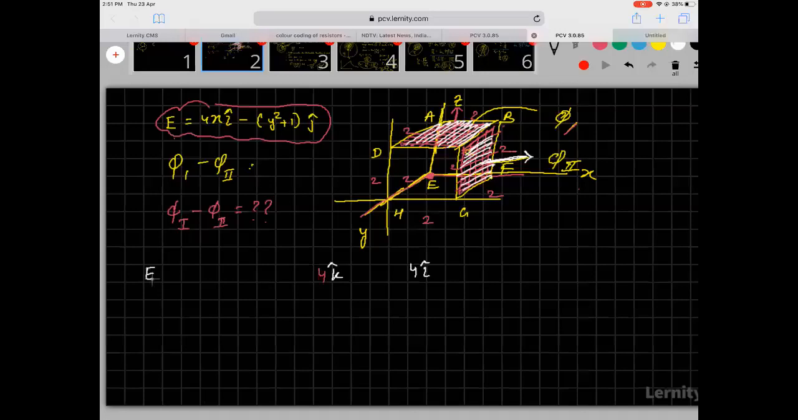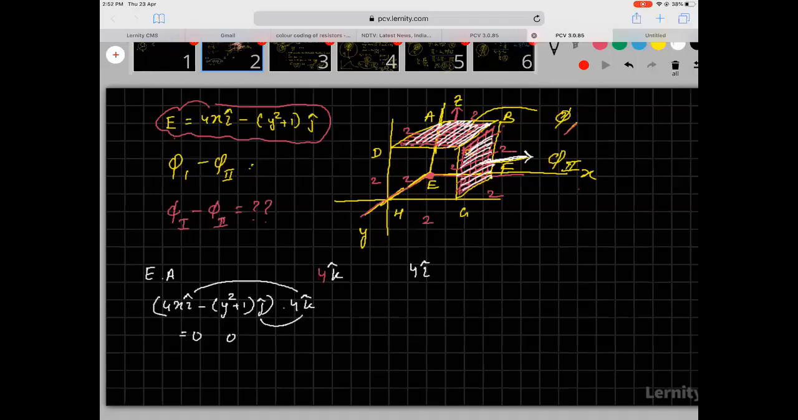So I have (4x i cap minus y squared plus 1 j cap) dot 4 k cap. How much will it be? i cap cross k cap is 0. Now j cap cross k cap is 0. So flux through the first wall will be 0.